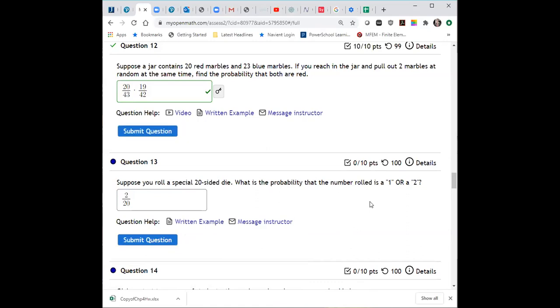For this case, you need to use the addition rule, because they are mutually exclusive. So you just simply add the probability of 1 plus the probability of 2.